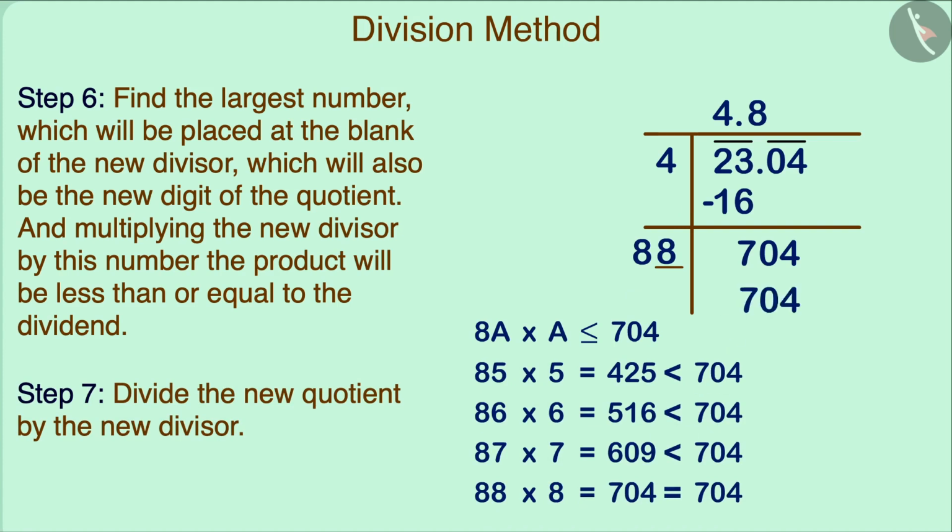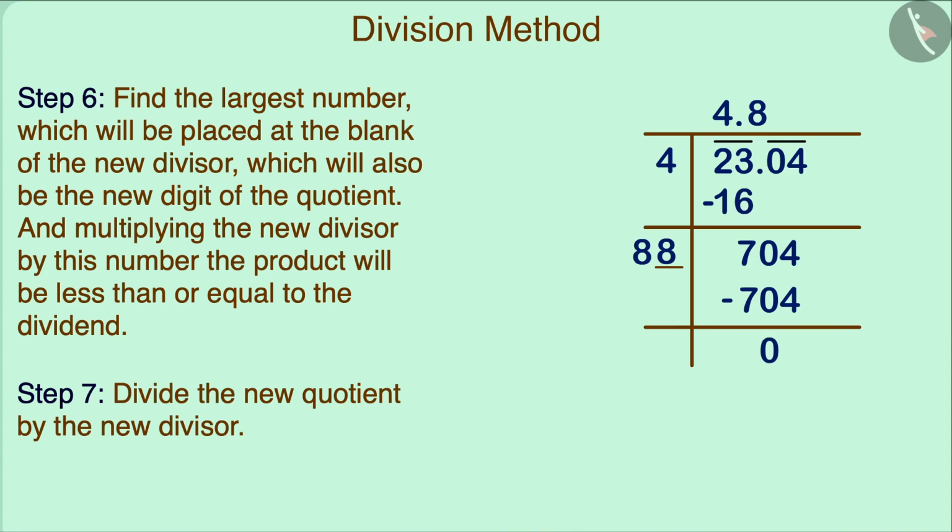After this, 704 will be written under the new number to be divided. Then we will subtract them. Here, the remainder is 0 and no digit is left from the original number. So the square root of the number 23.04 will be 4.8.